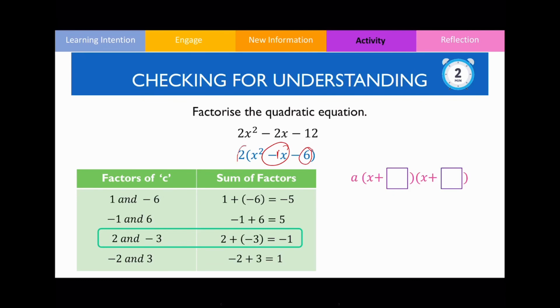Since 2 is a common factor, we're going to sub 2 right here, and we're going to put 2 and negative 3 into these squares over here. So therefore, this is going to be my final answer.